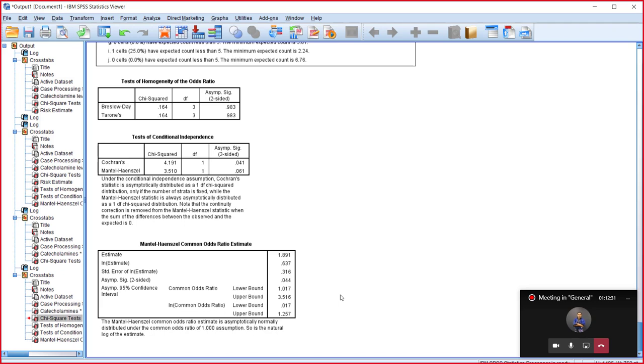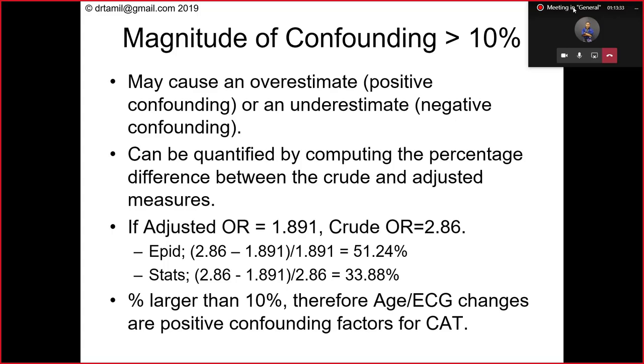So now you have to justify. You say it is different if the odds ratio is different by 10%. Different by 10%, then it is significant. There are two styles. You get the difference, which is the larger minus the smaller, so 2.86 minus 1.891. But the problem now is, what is your denominator? We have two denominators that we can use. Either the adjusted one, 1.891, or the original crude odds ratio, which is 2.86.